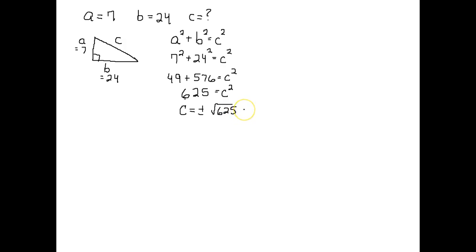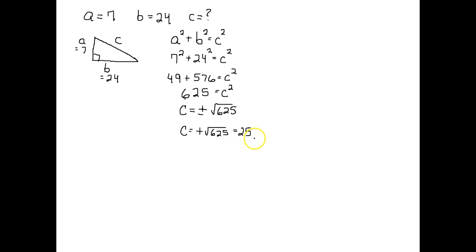But then you might think real quickly and go, wait a minute, we're dealing with the length of a side of a triangle here. We don't need the negative answer, because when we're talking about lengths, we're going to just deal with positive numbers. So we can just focus on the positive square root of 625 and see what that comes out to. Well, it comes out nice and evenly to 25.